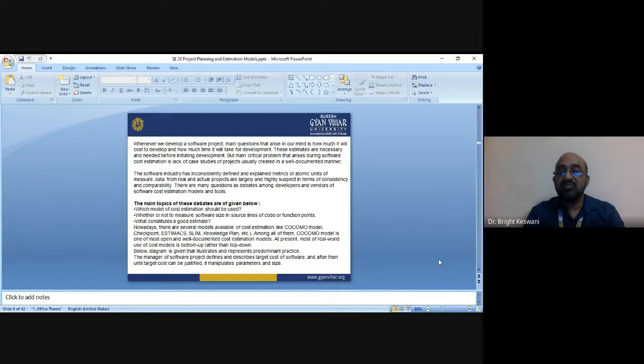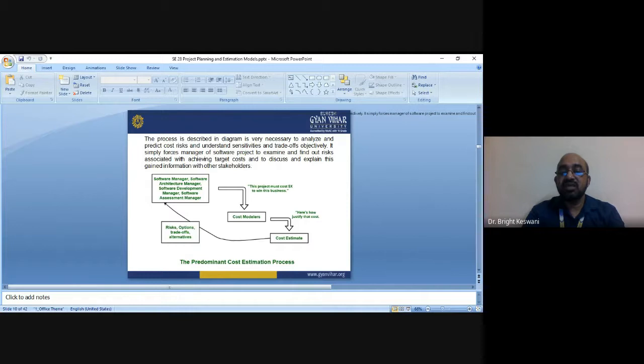Nowadays, there are several models available for cost estimation, like the COCOMO model, Checkpoint, Estimacs, SLIM and Knowledge Plan. Among all of them, the COCOMO model is one of the most open and well documented cost estimation models. And at present, most real world use of the cost model is bottom up rather than top down. The manager of a software project defines and describes the target cost of the software, and then, until the target cost can be justified, manipulates parameters and size.